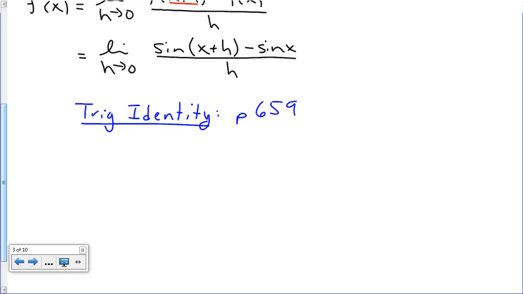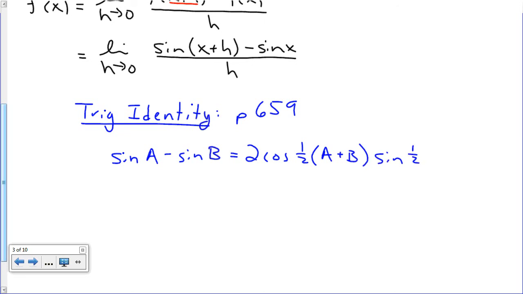But the one that we're going to use is stated something like this. It's the sine of A minus the sine of B. Again, it's the difference of two sines. Sine of one quantity minus the sine of another, so for us the A is representing x plus h and the B is representing the x. Turns out that that's equal to 2 cosine of 1/2 of A plus B times the sine of 1/2 of A minus B. So that's the property that we're going to use here.